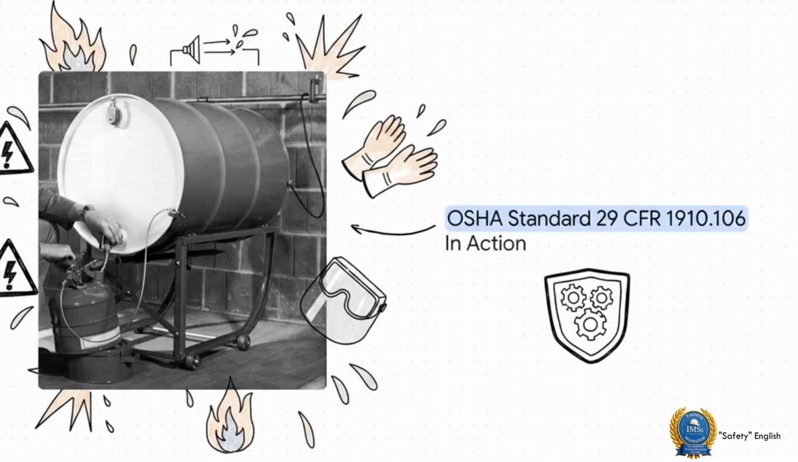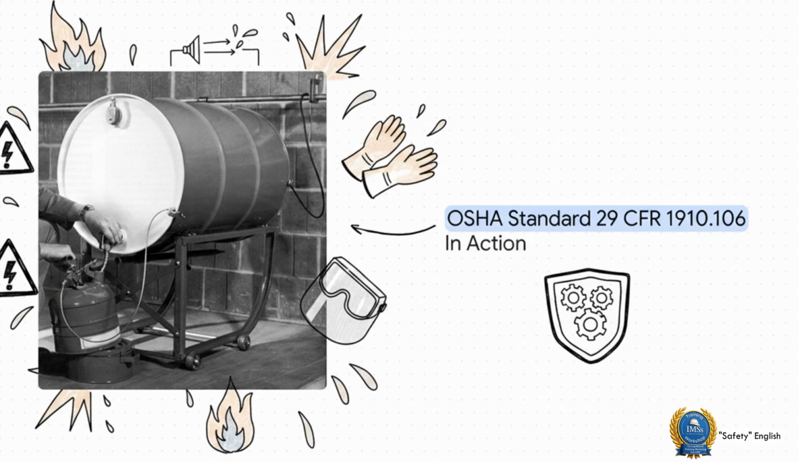So OSHA Standard 29 CFR 1910.106, that is basically your ultimate survival guide for preventing workplace fires and explosions. Imagine you're performing a transfer of a liquid from a massive heavy drum into a smaller container. Doing that safely requires exact precision.